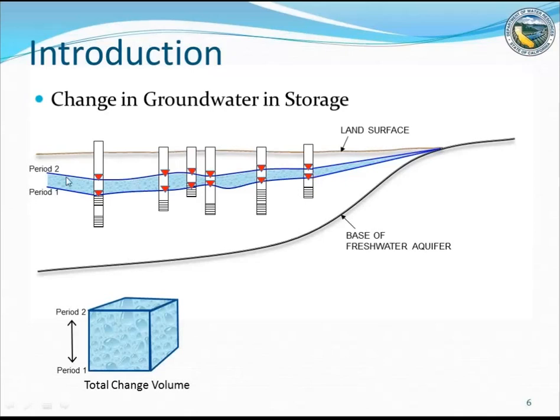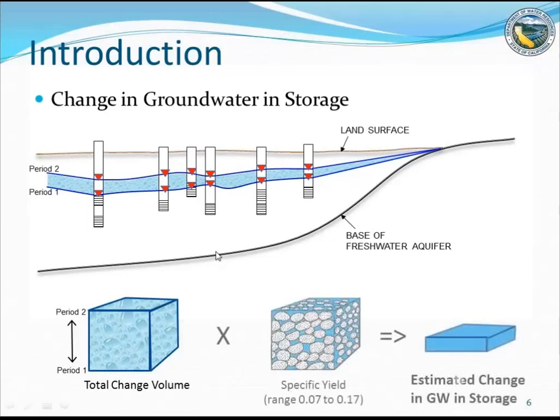And then when we look at the difference in groundwater levels between those two periods, we get this region between these two groundwater levels in period 1 and period 2, and I've represented that as a volume, shown in this block down here. So from there, we can apply a specific yield value, and a specific yield converts the total volume of saturated aquifer, and it allows you to calculate the amount of groundwater within that aquifer. So that's the basics on how we estimate change in groundwater in storage.